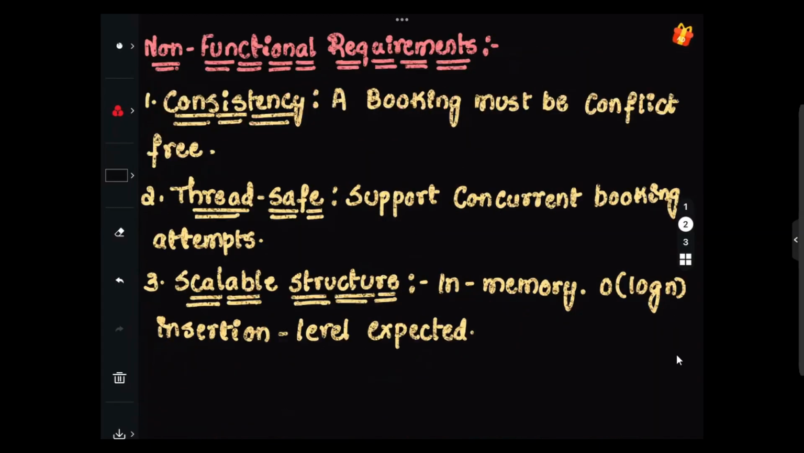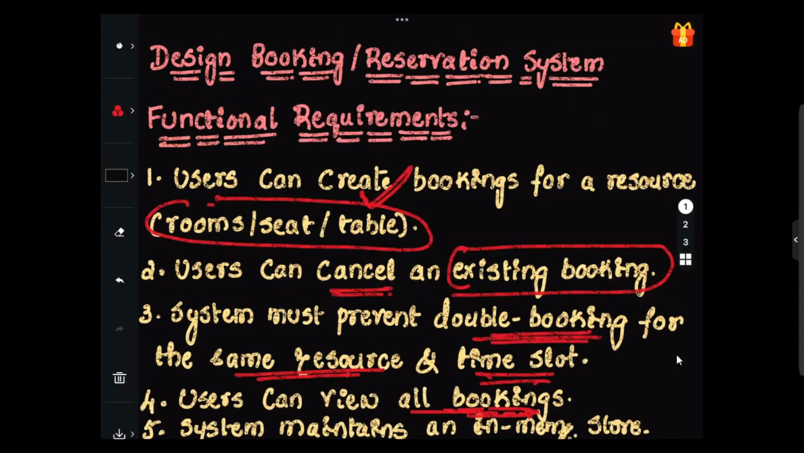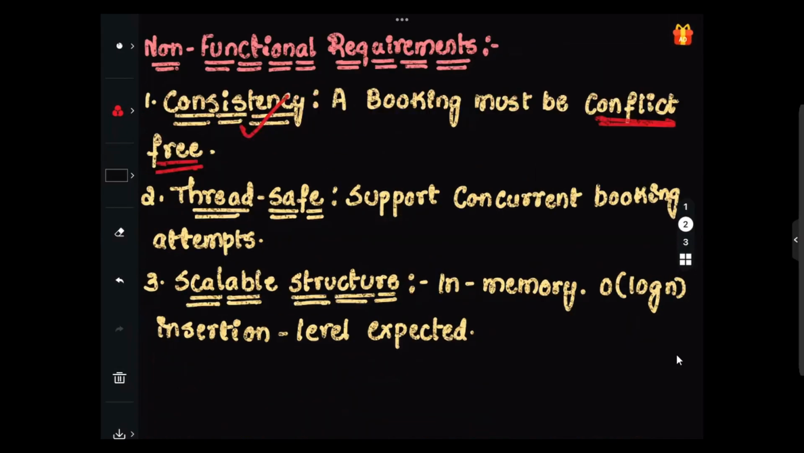Next, let's move on with the non-functional requirements. The first thing is they have asked us to maintain consistency, meaning a booking must be conflict free, right? That's what they have given in the functional requirement as well. See here, system must prevent double booking for the same resource and time slot. A booking must be conflict free.